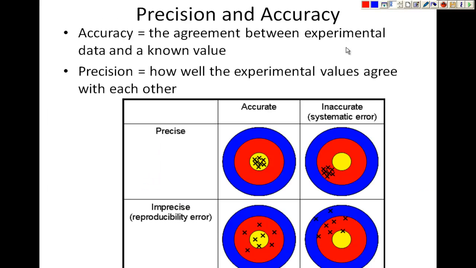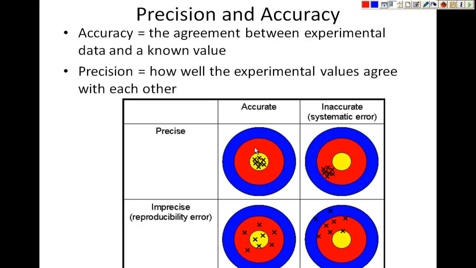So that's going to bring us to our next topic, and this will be just a quick one, and it's just going to be the differences between precision and accuracy. So in English, these two words mean pretty much the exact same thing, but in science they have different meanings. So accuracy is the agreement between experiment data and a known value, and precision is how well the experimental values agree with each other.